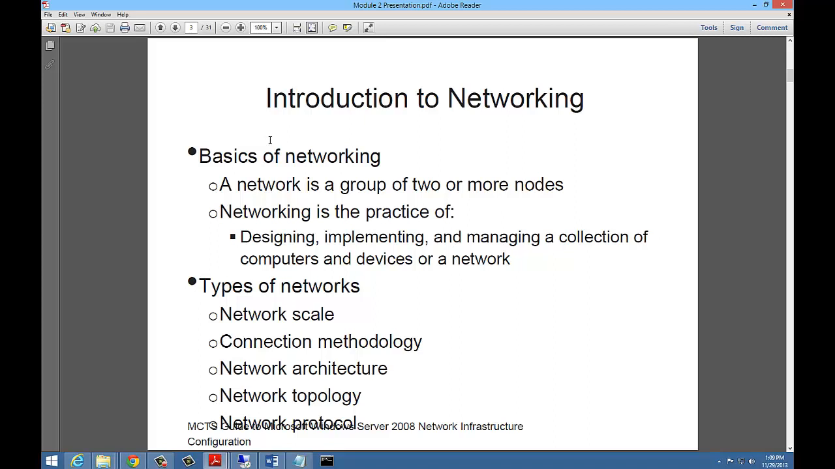Networking is the practice of designing, implementing, and managing a collection of computers and devices on a network. Types of networks: network scale, connection methodology, network architecture, the topology, and the protocol. And we're going to talk about that here shortly.